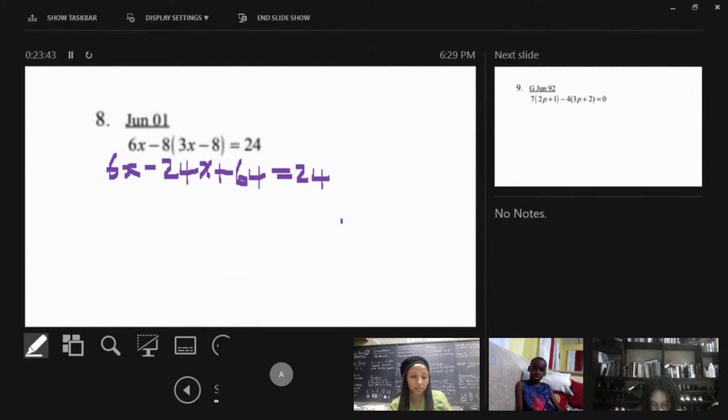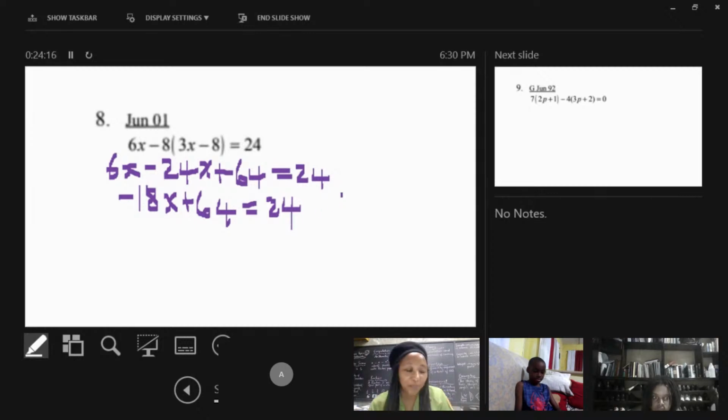Okay, miss. So miss, we would add, oh wait, sorry. 6x minus 24x, that's negative 18x. Negative 18x plus 64 is equal to 24. Okay, miss, then we bring over the 24. John, where do you want Imani to get this madness? We want the variable on the left, preferably. It's on the left. Why are we bringing everything over here and then we're going to have to bring it back?